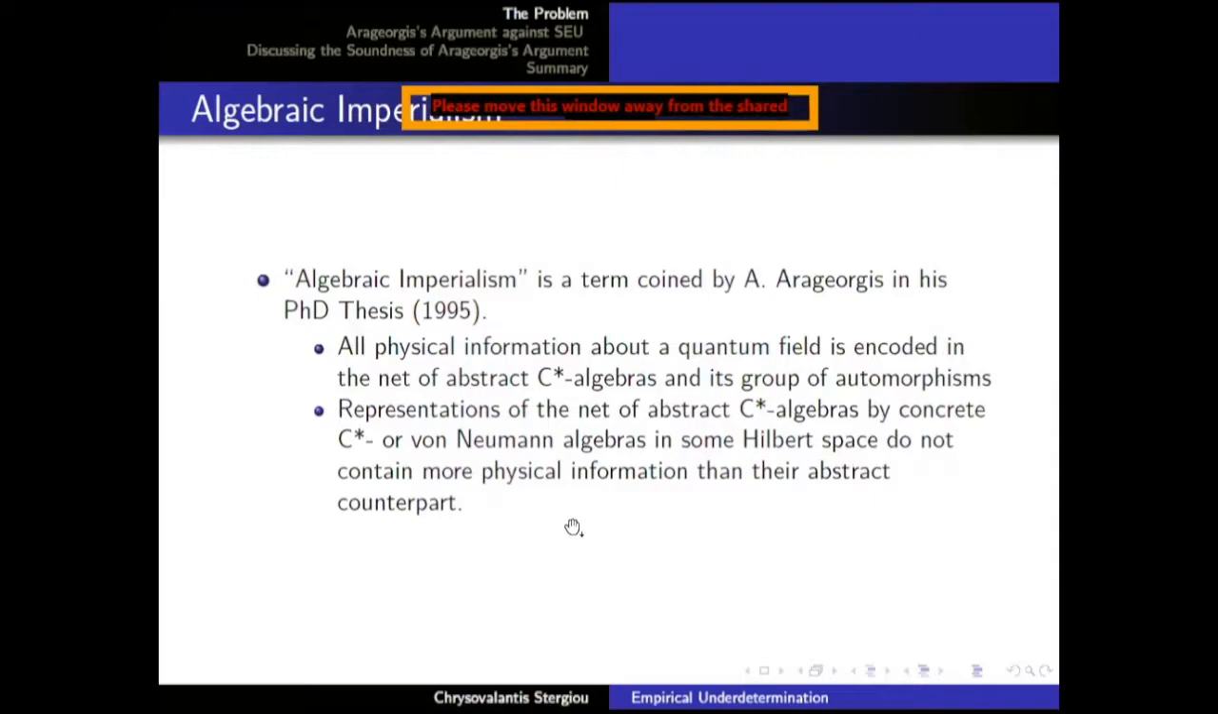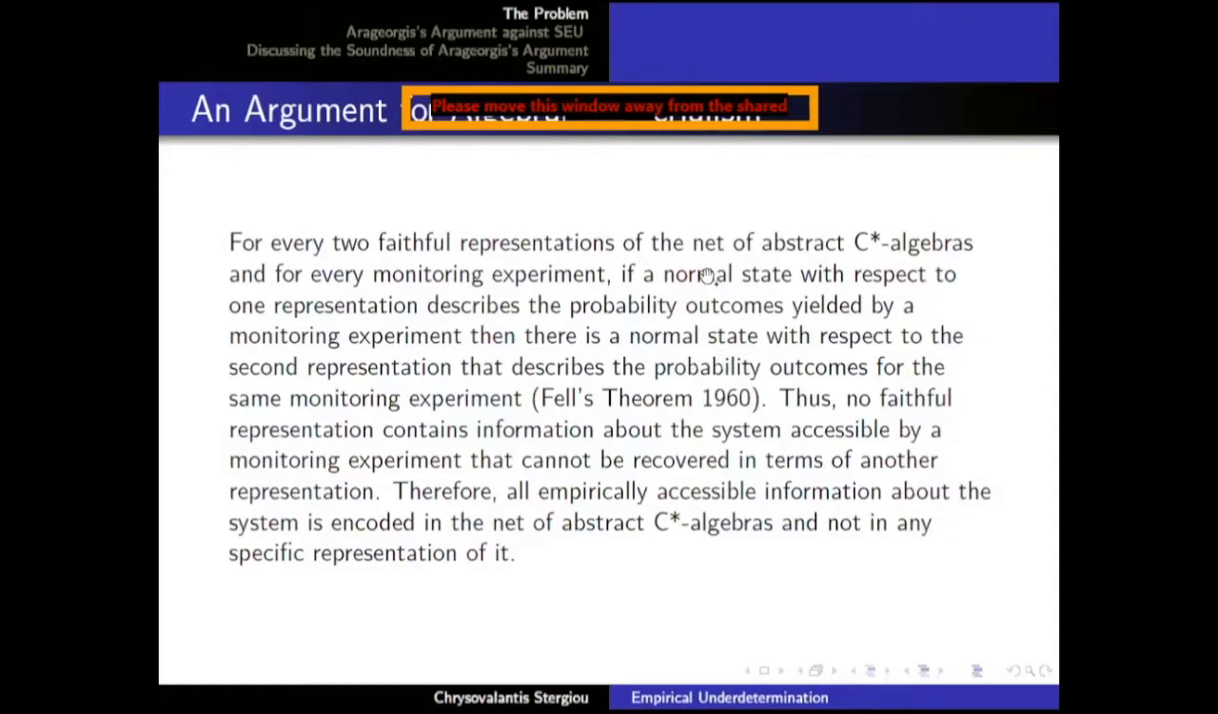Now, in favor of algebraic imperialism, the idea of inductive empirical underdetermination thesis, if we translate it from the level of states, which we have analyzed now, to the level of representations, and instead of talking about states, we talk about representations, we have an argument in favor of algebraic imperialism, which is the following. For every two faithful representations of the net of abstract C-star algebras, and for every monitoring experiment, if a normal state with respect to one representation describes the probability outcomes yielded by a monitoring experiment, then there is a normal state with respect to the second representation that describes the probability outcomes for the same monitoring experiment.